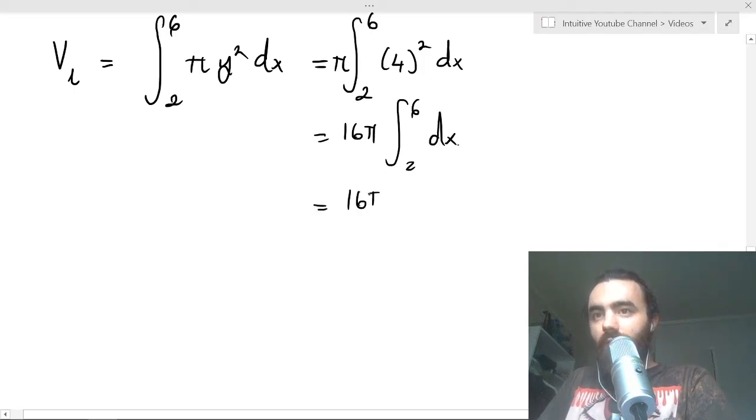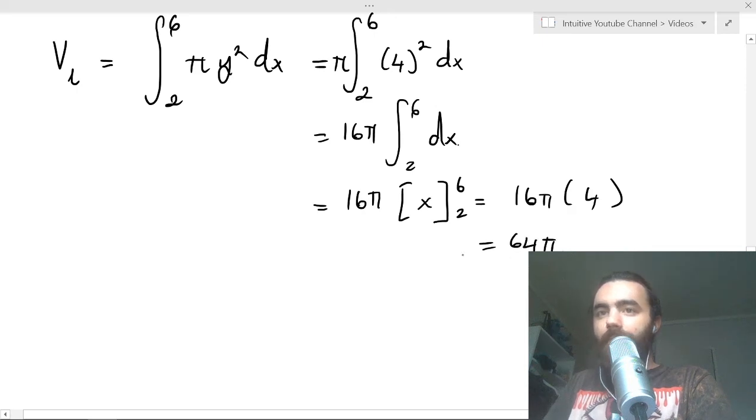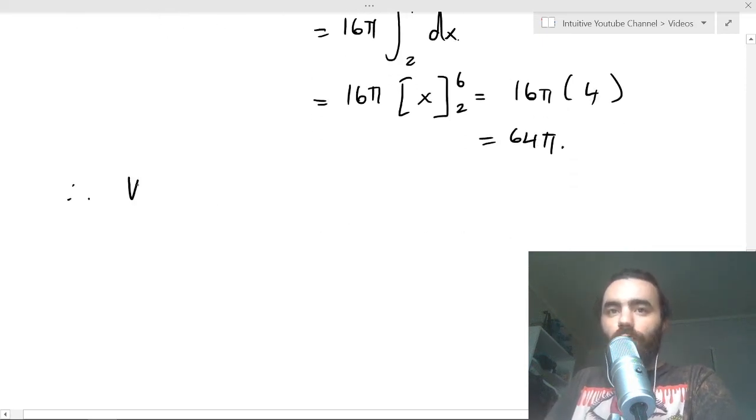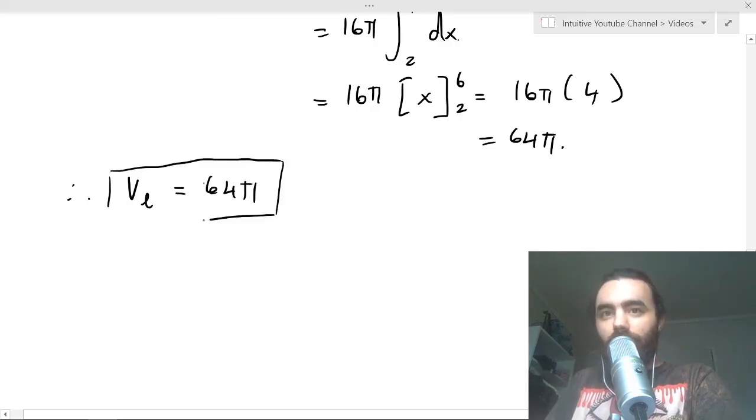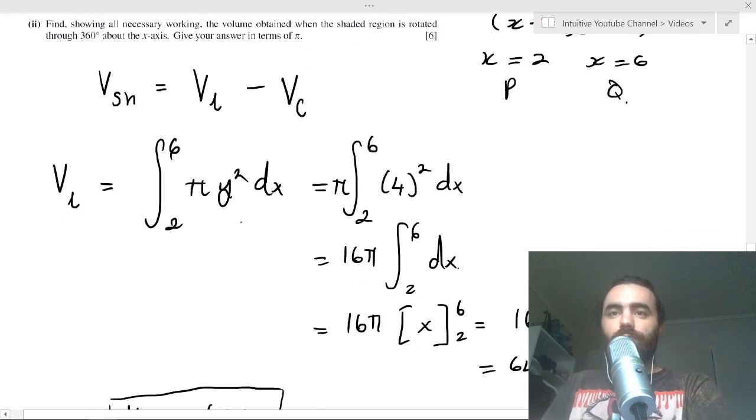Well, this is 16 pi of x between 6 and 2, which is 16 pi of 6 minus 2, and that's just 4. So that means this is 64 pi. So therefore the volume of the rotated line between 2 and 6 is 64 pi. And now we need to find the rotated curve.